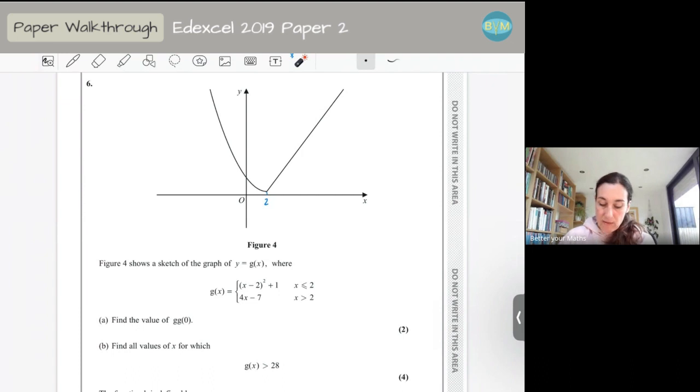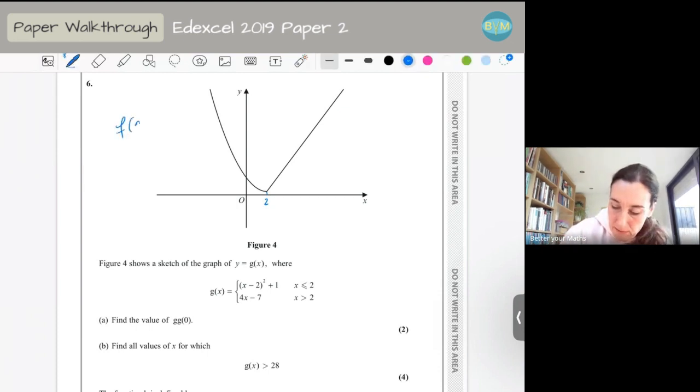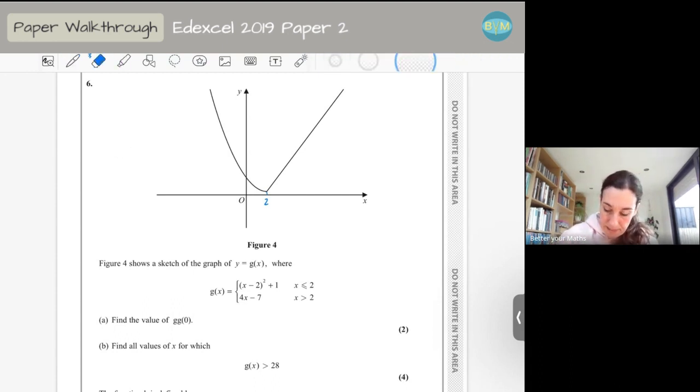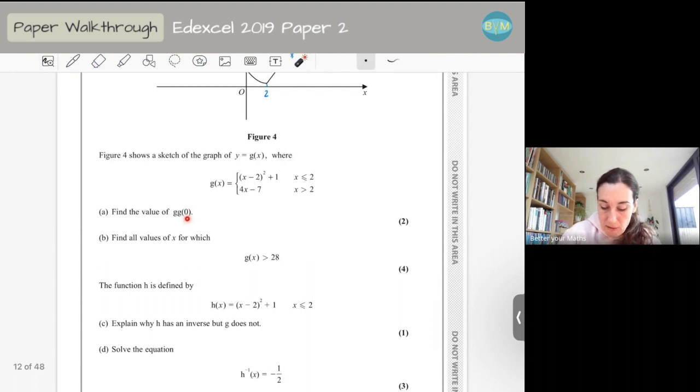Find the value of g(0). Remember when I have fg or something, if I have fg of 3, what I'm doing is f of g of 3. So I always do the closest to the number first. I find g(3), it will be a number, and then I do f of that number. So I'm doing the same if I have the same function twice. I'm going to do g(0) first, and that will be a number, and then I do g of that number. So let's try that.